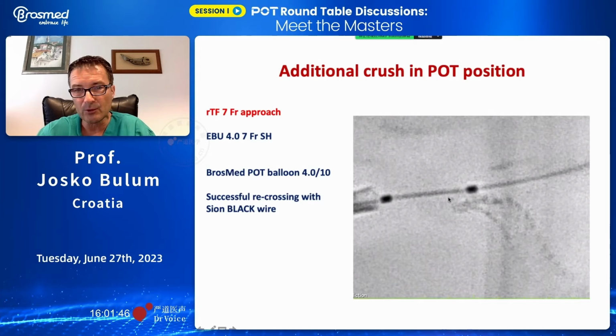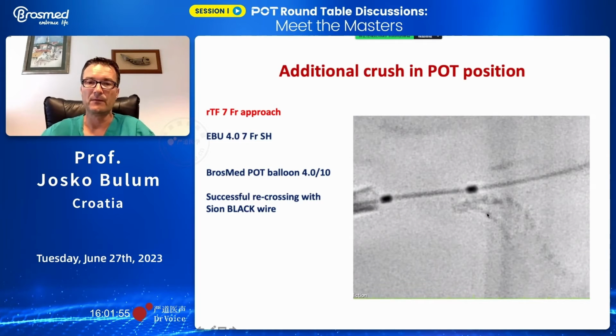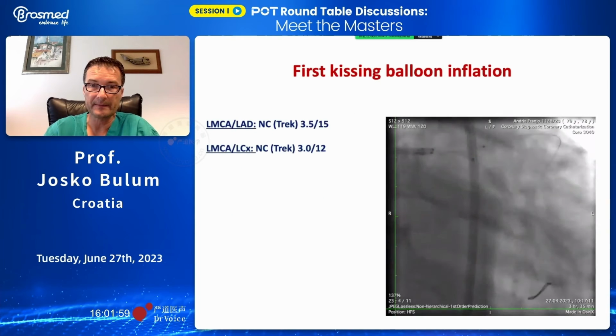Why? To enable our wire to recross through the stent strut and not to recross under the stent trunk. After that, we did an immediately successful recrossing with the Zion Black wire.